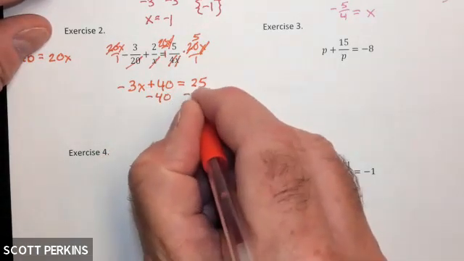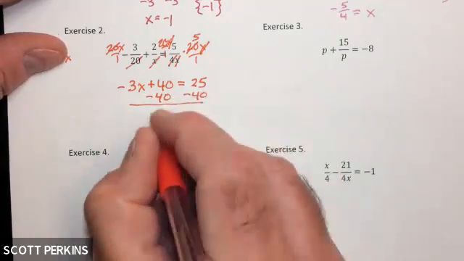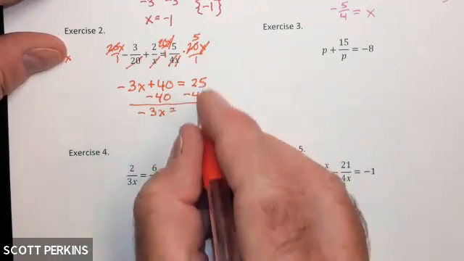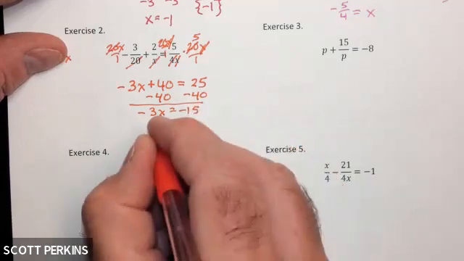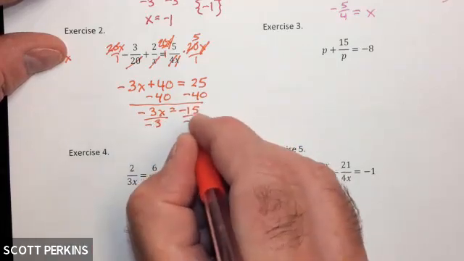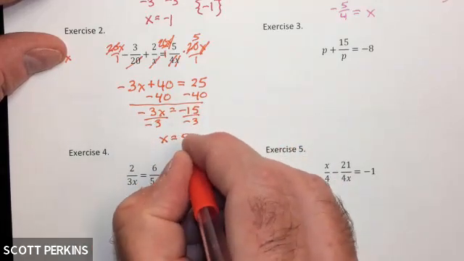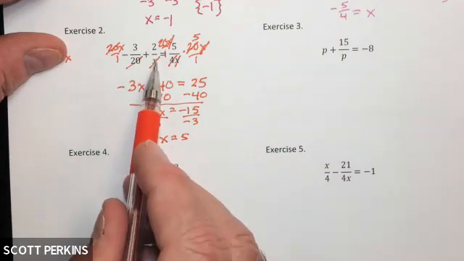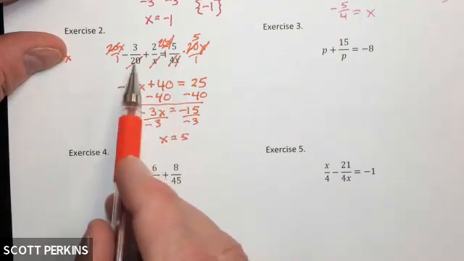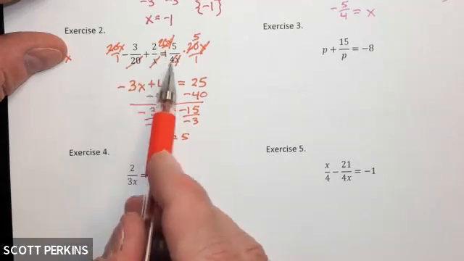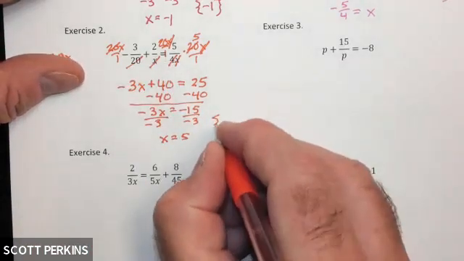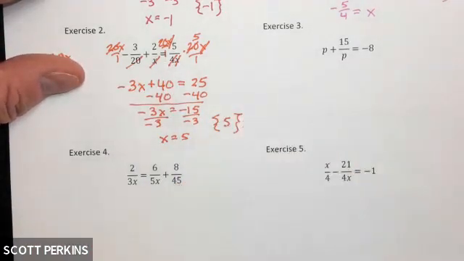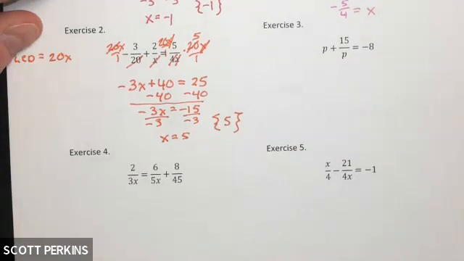So all I have to do is solve this equation by first subtracting 40. And then 25 minus 40 is -15. Divide by -3. And I get x is 5. 5 does not make any of my denominators 0. Again, the only thing that would make any of these denominators 0 is the value 0. So I don't have to worry. That is a fine solution. It's in the domain of all of my fractions.